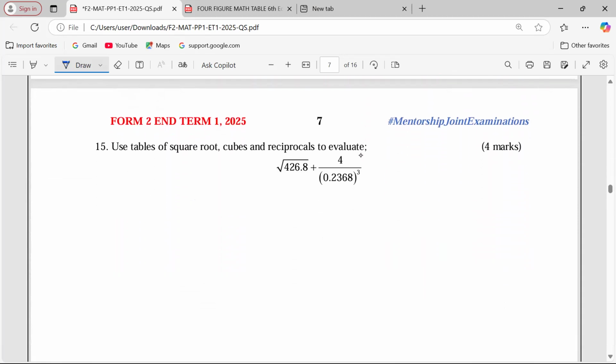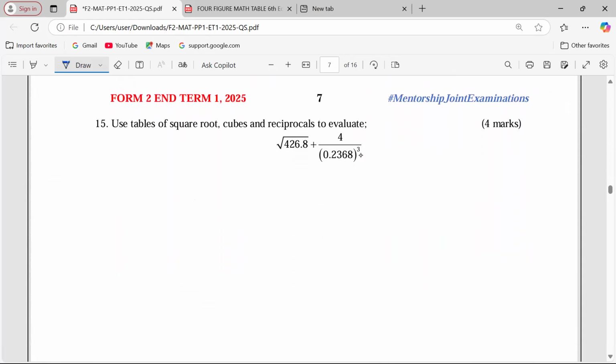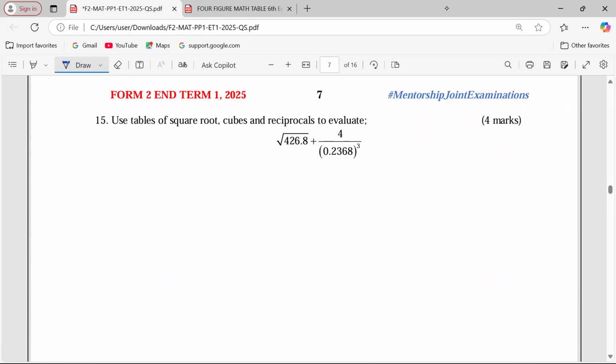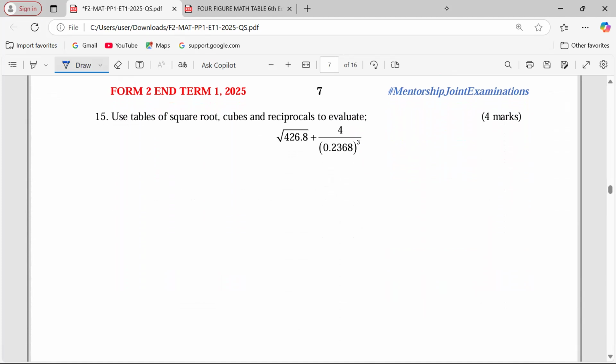Look at number 15, the use of tables. We are told to use tables of squares, square roots, cubes, and reciprocals to evaluate the square root of 426.8 plus 4 over the cube of 0.2368. So we are going to use all these tables to work it out.